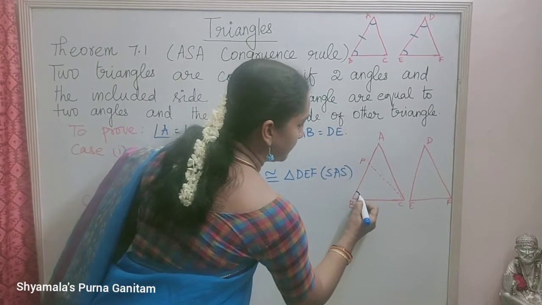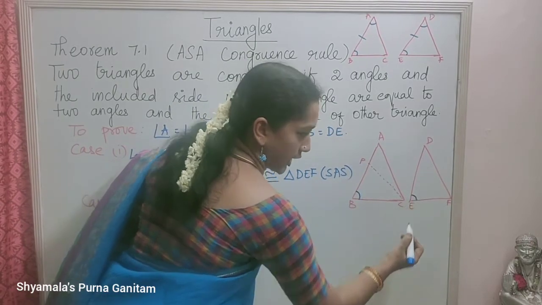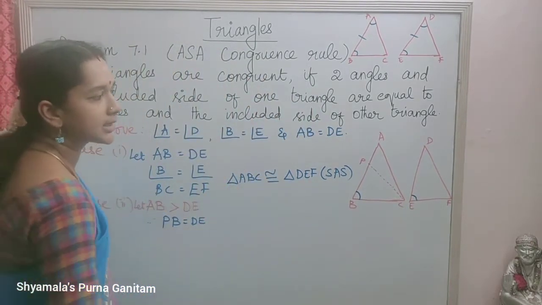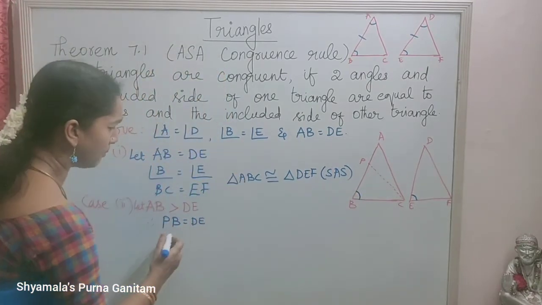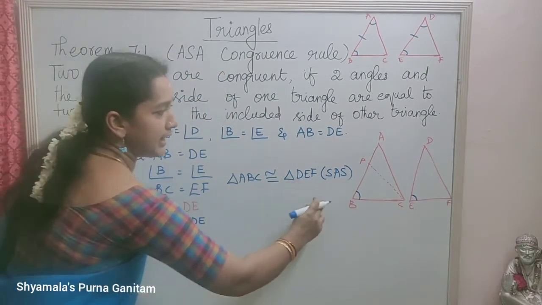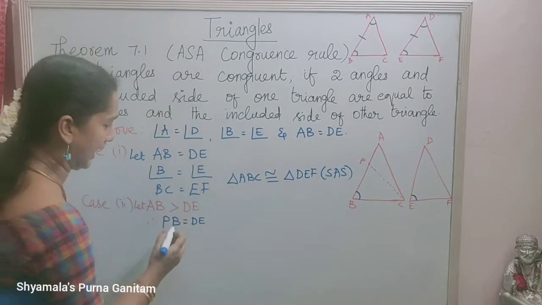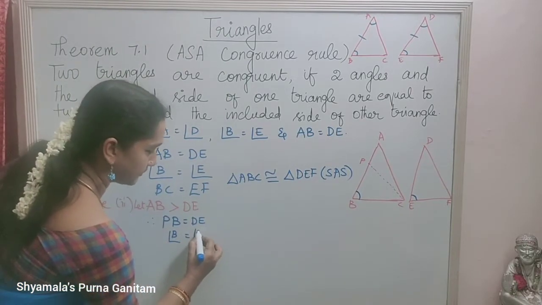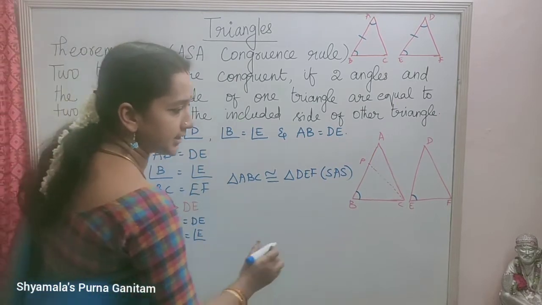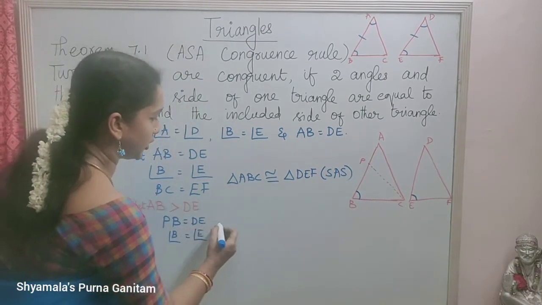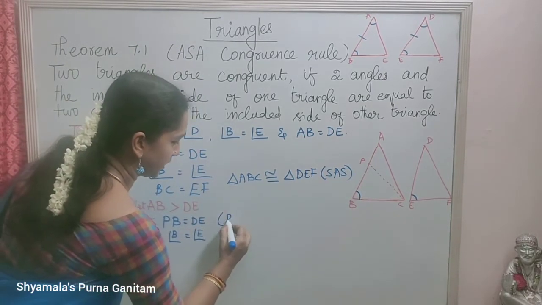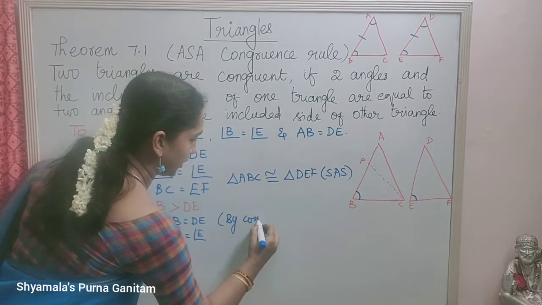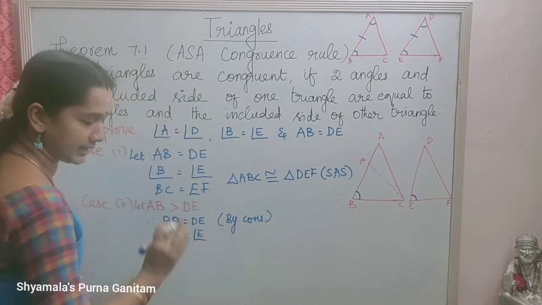Then angle B is common to both the triangles. That is, B and E have equal angles, so angle B is equal to angle E. This is given. So PB is equal to DE by construction.